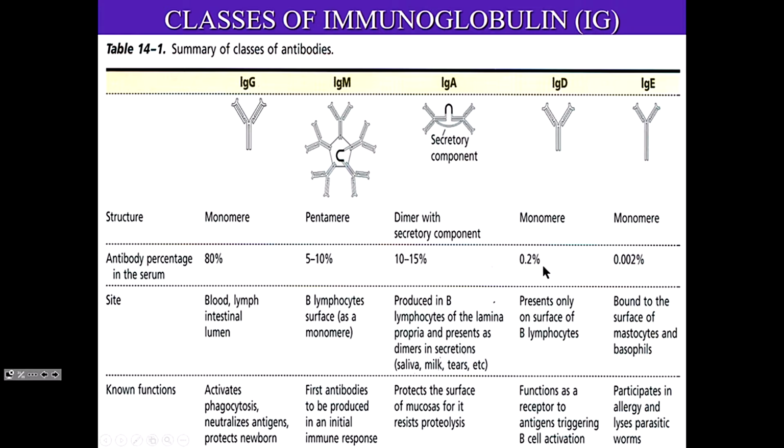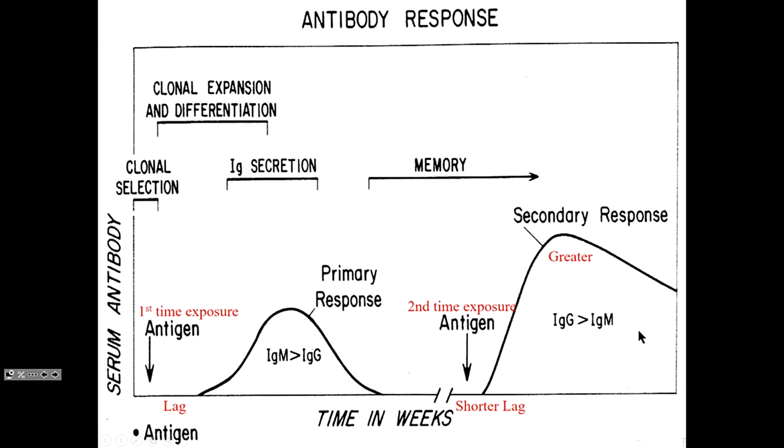IgD is very rare, and it acts as that receptor on the surface of the B cells that I was talking about. And IgE, even rarer, has a similar function as a receptor on the surface of basophils and mast cells. Okay? So they're the 5 major classes of immunoglobulins. So let's look at what happens when you get immunized.